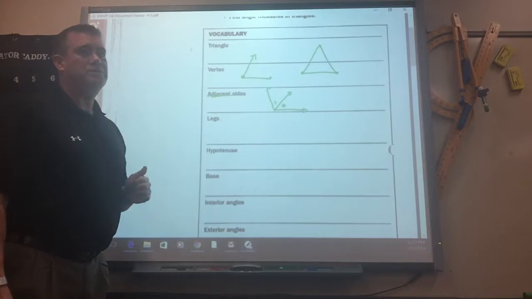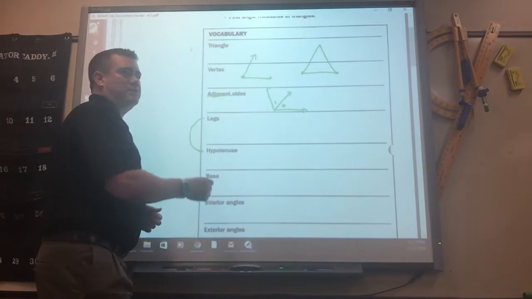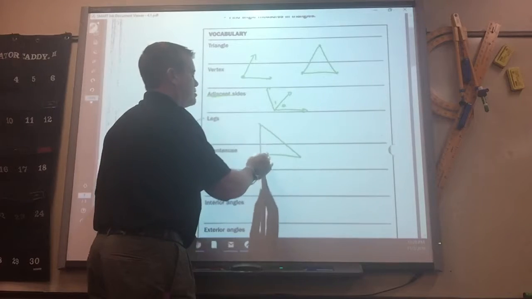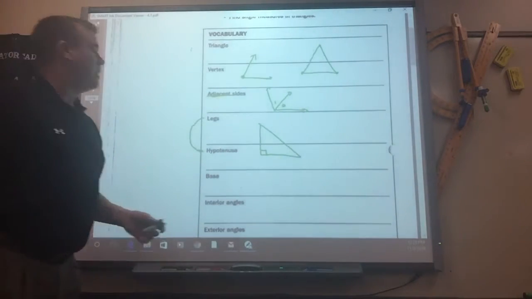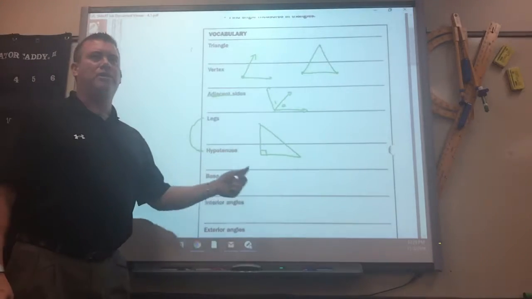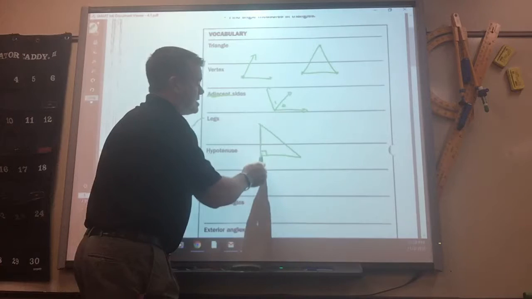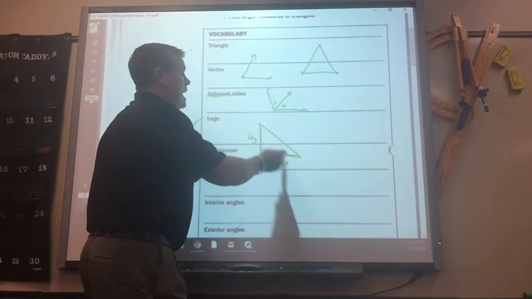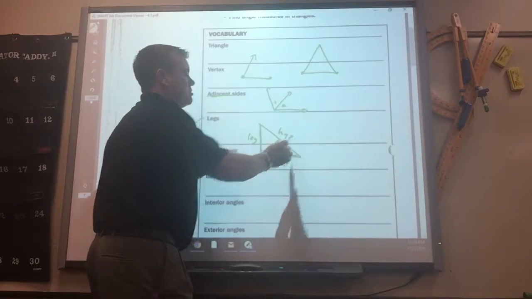Legs and a hypotenuse. This has to do with a right triangle. A right triangle is the only thing that has a hypotenuse. Pythagorean theorem, right. So, in this triangle, there's 3 sides. The 2 sides that form the 90 are the legs. And then the side opposite the 90 is the hypotenuse.